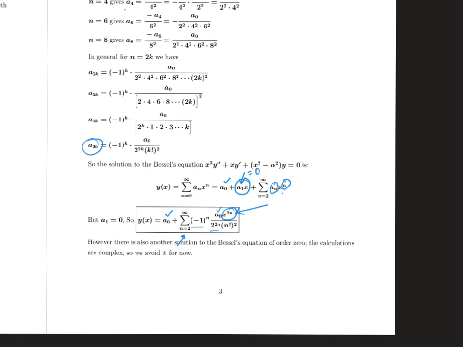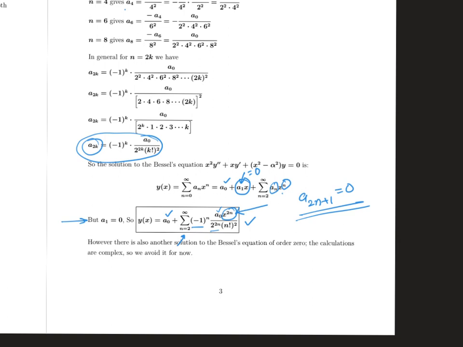Why do we have 2n? Because remember, the odd a sub n's are all 0, so those terms are going to vanish. We are going to have a solution with even powers of x only, and we found the coefficients for even powers right here. So my general solution to this Bessel's function of order 0 is this. This is what we found by doing all the calculations.